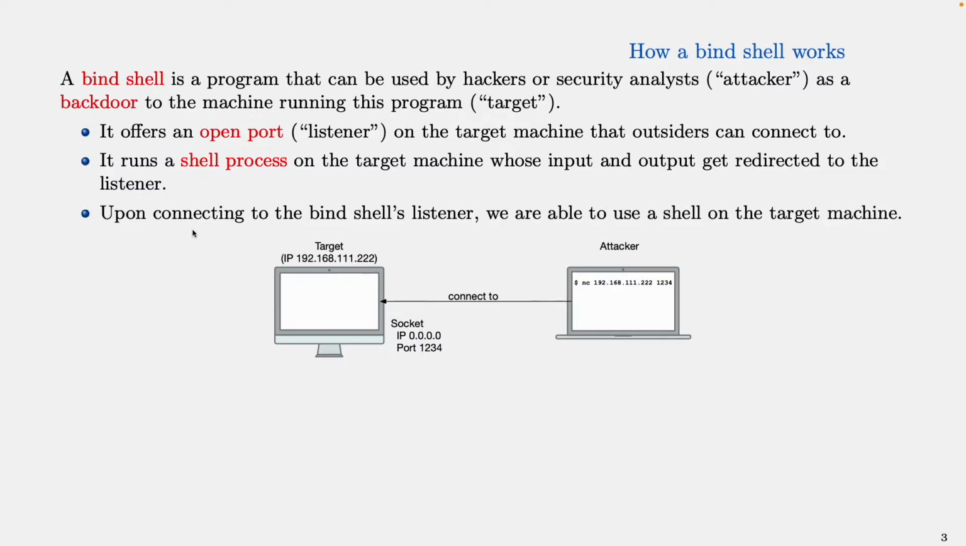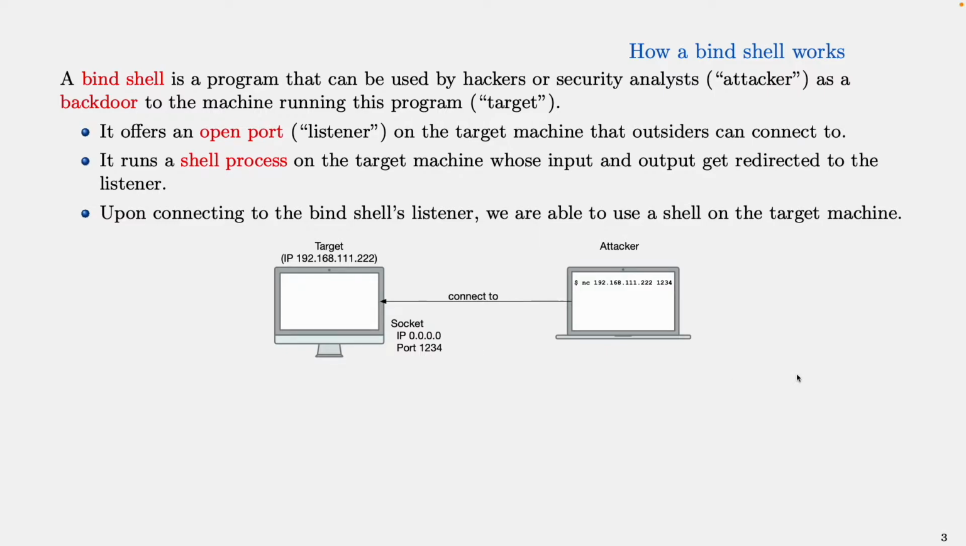So this is sketched in this picture here. Our target with a made-up IP address and our attacker connecting to this IP address, and there's a socket on the target that corresponds to this bind shell with the IP address 0.0.0.0 that accepts any connection on the port 1234 that we just arbitrarily chose.